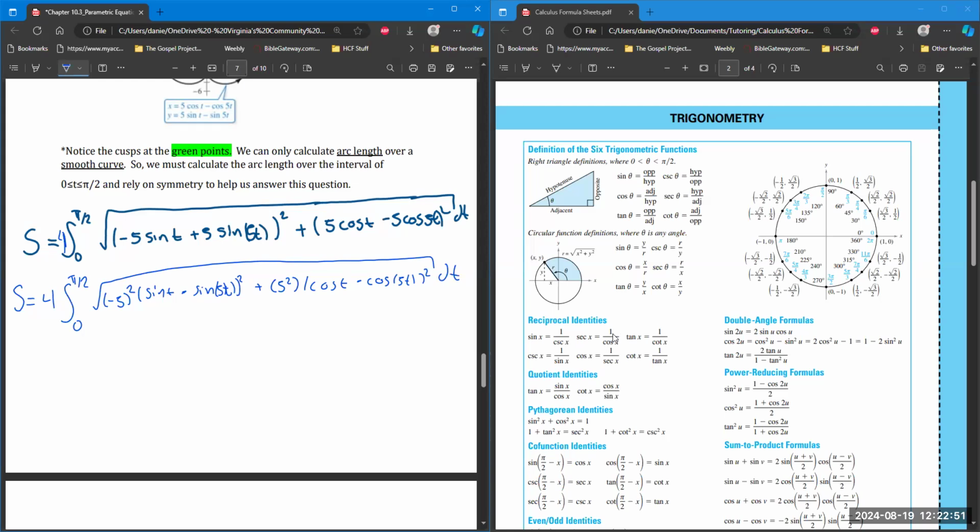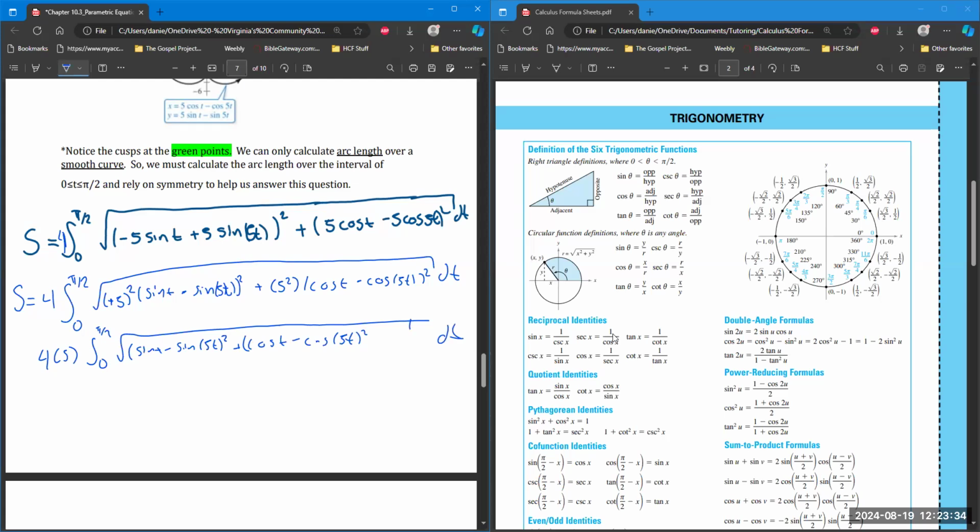So when the negative squares, it goes away. So the square root of 5 squared, when I pull the 5 squared in front of everything, is going to be a 5, times the integral from 0 to pi over 2 of the big square root of sine t minus sine of 5t squared plus cosine of t minus cosine of 5t quantity squared dt.